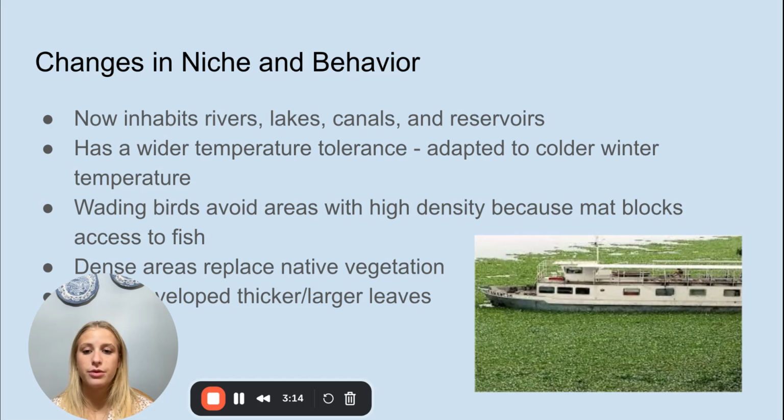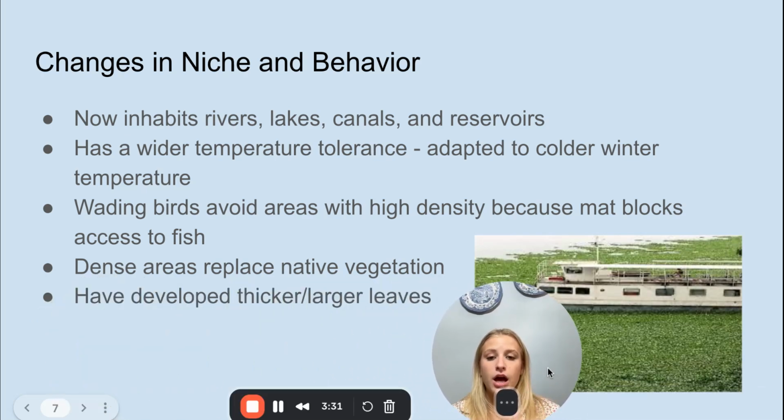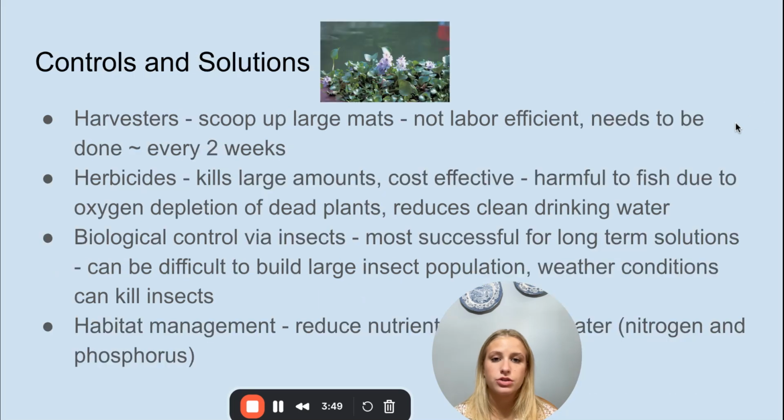It does change the movement of wading birds because they avoid areas with high density because the mat blocks the surface, and so they can't dive in and access the fish. So those birds do avoid those areas, so it changes their movement patterns. It does in the dense areas replace the native vegetation that was already there before it, because it does outcompete all the other vegetation. So it does replace those vegetations, and then also they have developed thicker and larger leaves.